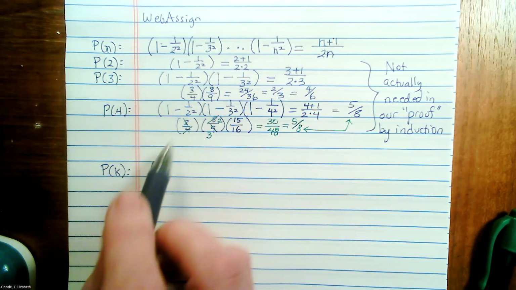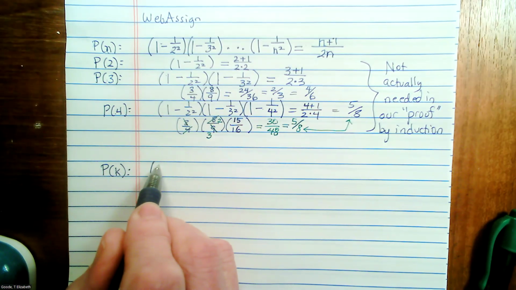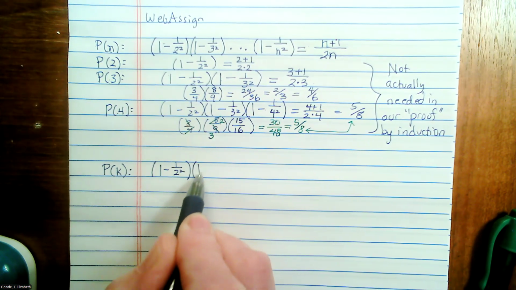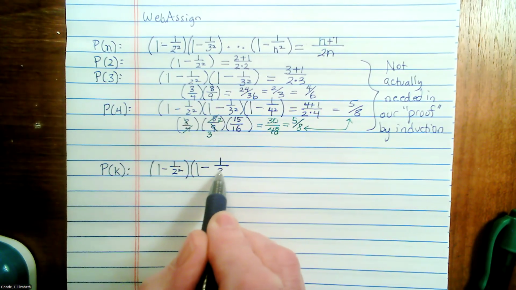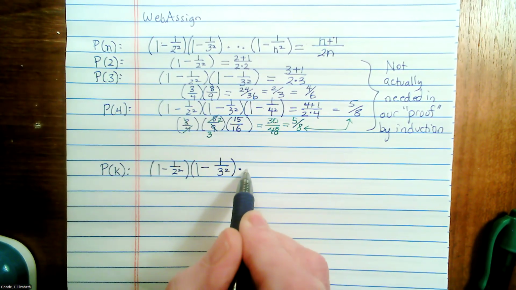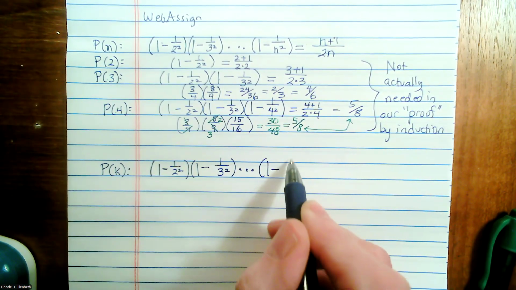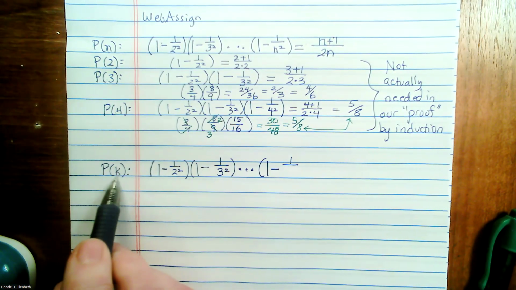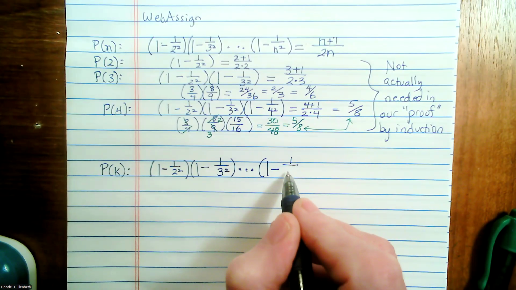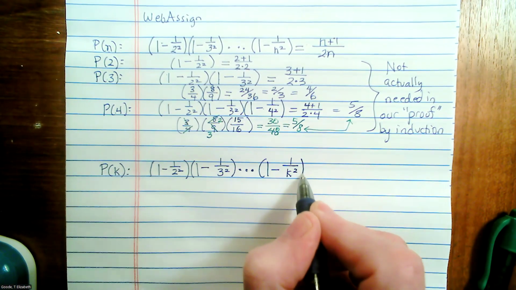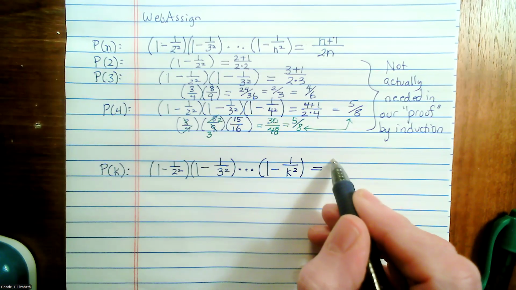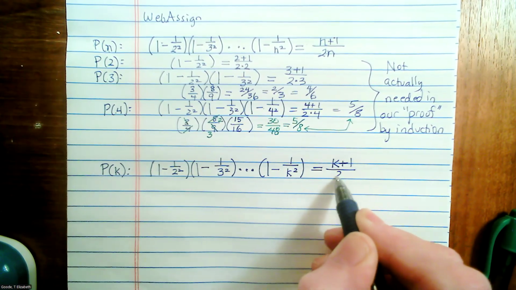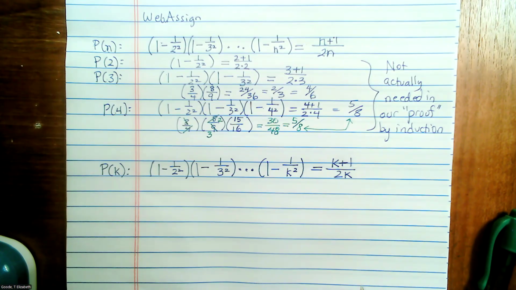So on the left-hand side of P of K, what should we write? We would do 1 minus 1/2 squared, and then times 1 minus 1/3 squared, and then 1 minus 1/4 squared, and eventually we have to stop writing those and get to K, and then it would be 1 minus 1 over k squared. What should it equal? The right hand side should be k plus 1 over 2 times k. Exactly. That's exactly right.